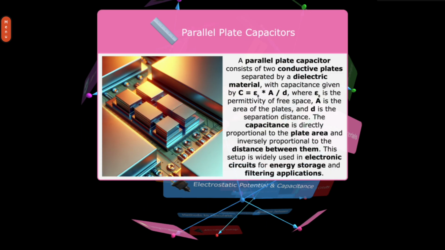A parallel plate capacitor consists of two conductive plates separated by a dielectric material, with capacitance given by C = ε * A / D, where ε is the permittivity of free space, A is the area of the plates, and D is the separation distance. The capacitance is directly proportional to the plate area and inversely proportional to the distance between them. This setup is widely used in electronic circuits for energy storage and filtering applications.